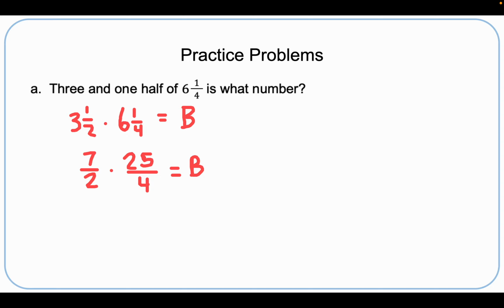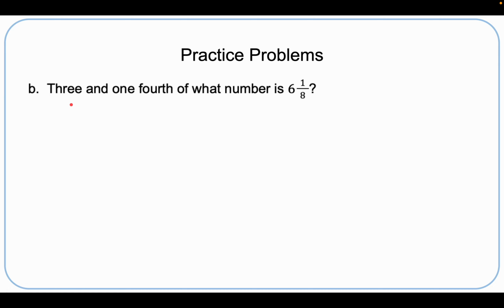There's no cancellation we can do, so 7 times 25, let's see, that's 175 in our numerator. 2 times 4 is 8. And then there's no more simplification we can do, so we can just keep that as an improper fraction, 175 over 8.